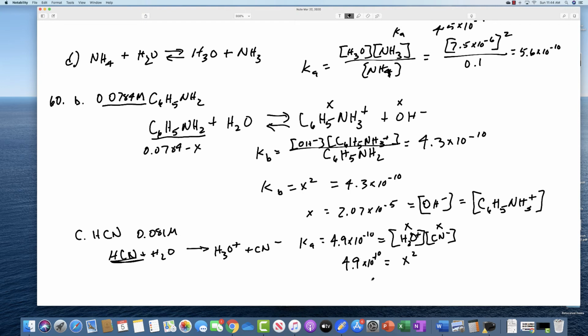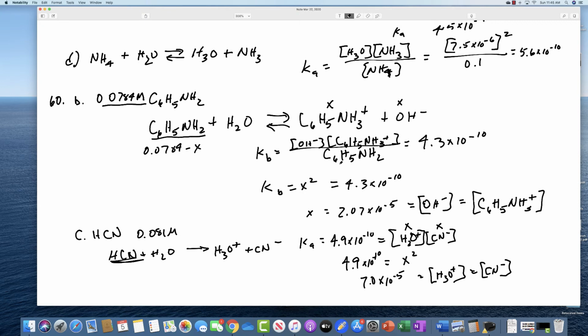The square root of 49 is 7. 7.0 times 10 to the minus 5. And that's going to equal the concentration of H3O plus, and it's also going to equal the concentration of the cyanide ion.